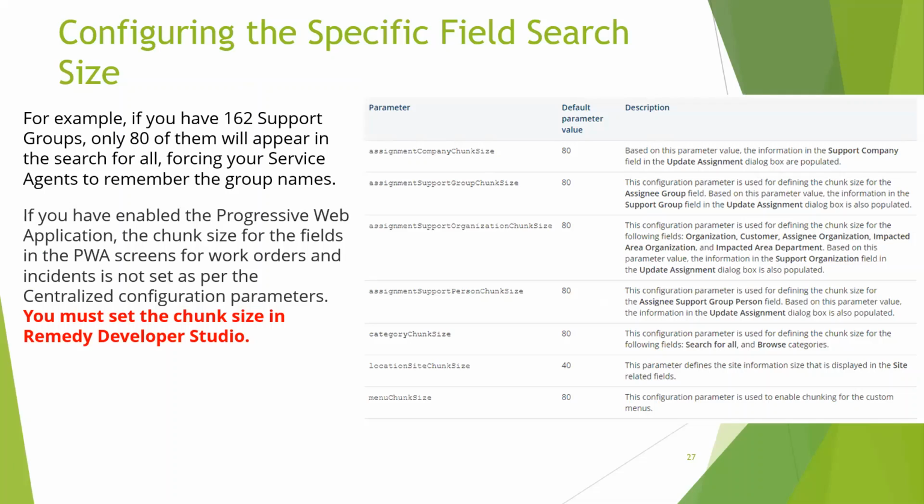These are some specific fields. You must change the chunk size in some cases, but these are the sizes of the ticket console. You get 80. When you do a search for a support group, you only get 80 support groups. My customer has 162. So I said, well, why don't we change the name of the groups?